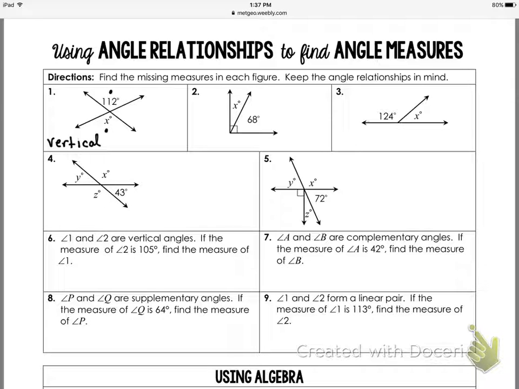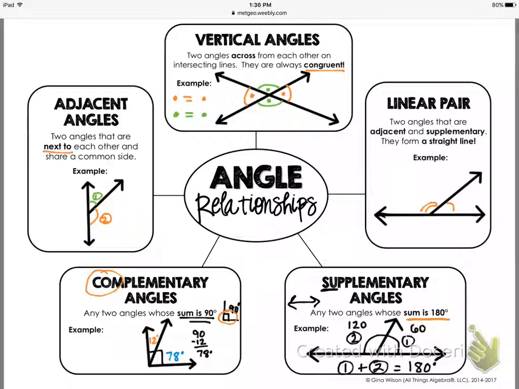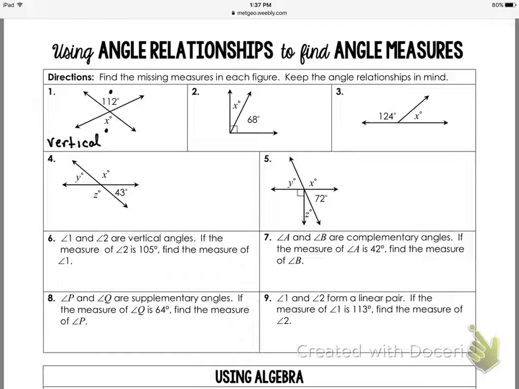So if I just want to know what x is, I know from my sheet here that vertical angles are congruent to each other. So x has to be equal to 112 degrees.